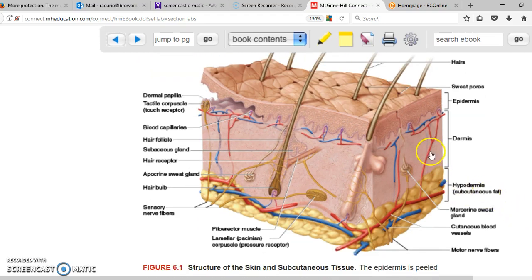In this figure, you can see that the skin has 3 layers: epidermis, dermis, and hypodermis. Okay, so this is the organ, the skin. We said all the organs are composed of tissues. So this epidermis, this part right here, is composed of epithelial tissue, stratified squamous.